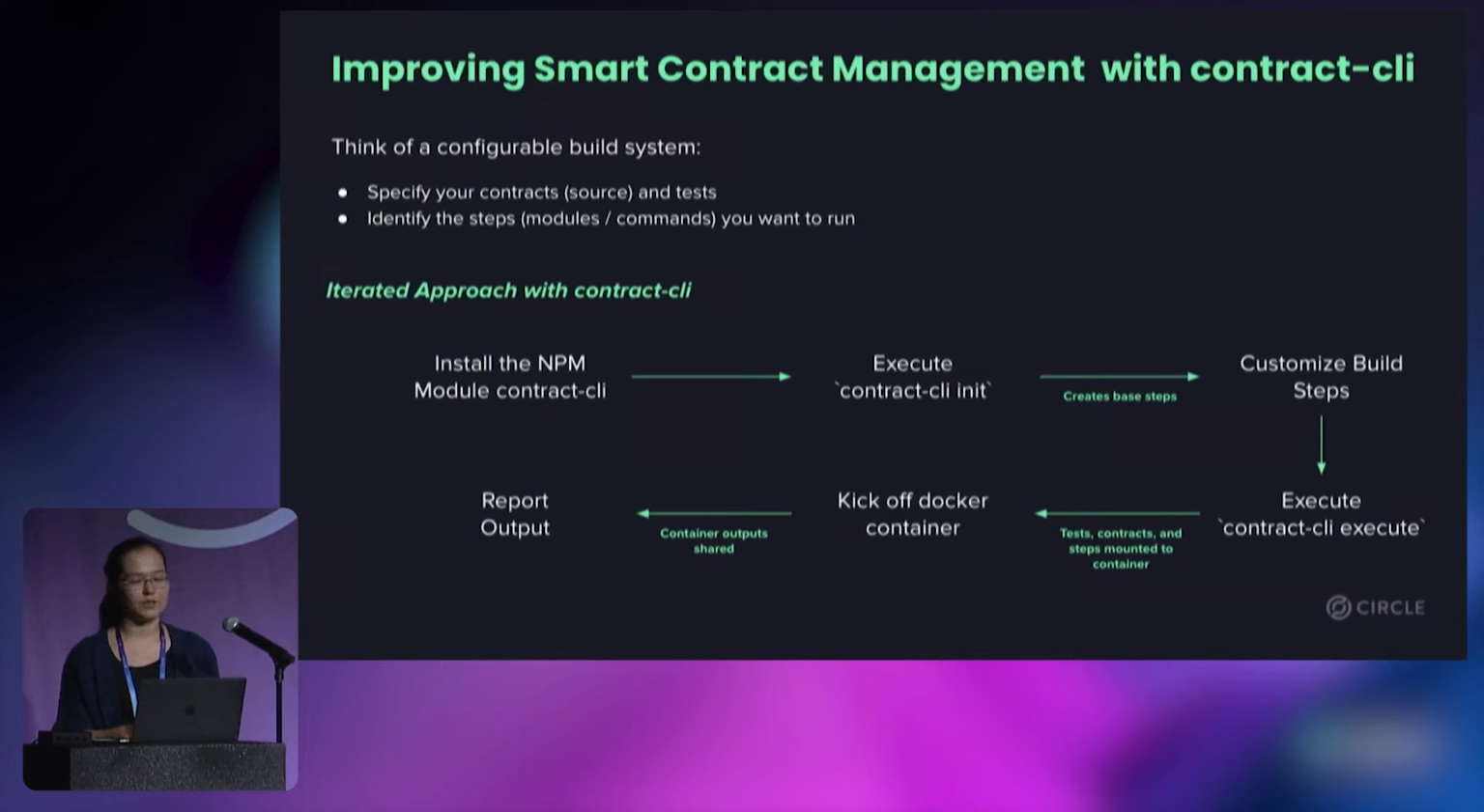Our tool is known as the contract CLI. We can begin by installing the contract CLI from NPM as a global module so it can be accessed from the command line. When you initialize the CLI, it creates a config file and a series of build steps. In your config file, you can specify your contracts and the tests. And in addition, you create a list of arbitrary build steps, which will be executed in order.